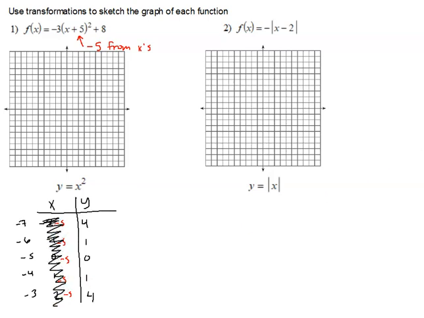The second thing that I do is I'm going to multiply the outside by negative 3. This is going to stretch and reflect at the same time. So I'm going to multiply negative 3 to all of the y's. We know it's y's because it's outside. It's not stuck with the x. So I multiply by negative 3 to all of my y values. When I do that, I get negative 12, negative 3, 0, negative 3, negative 12.